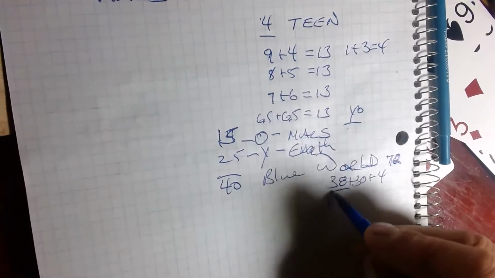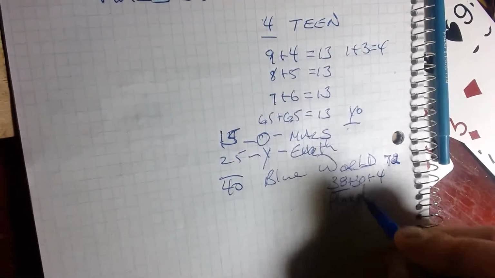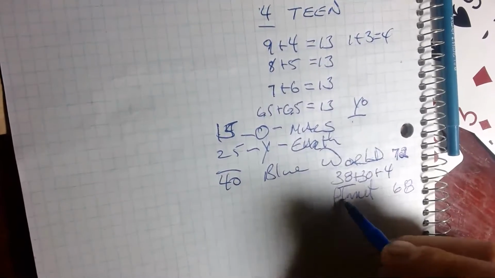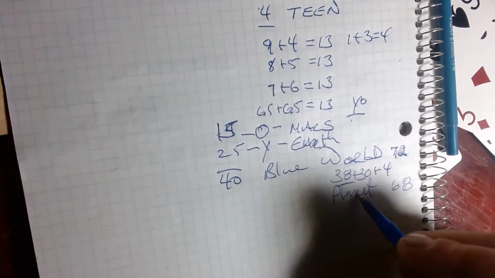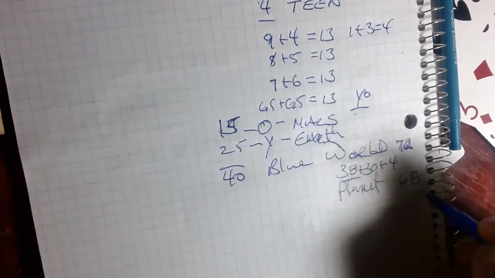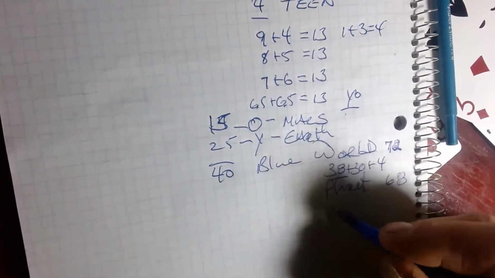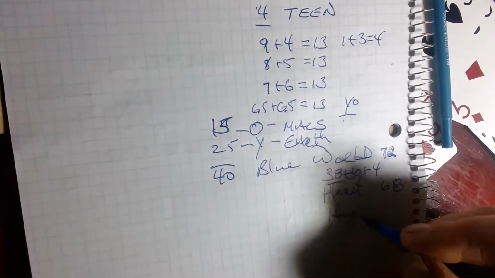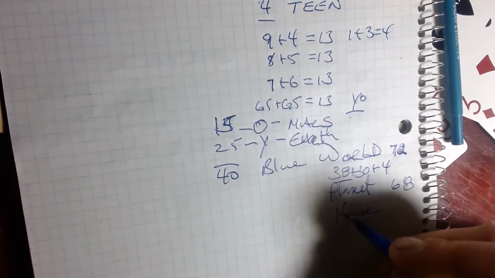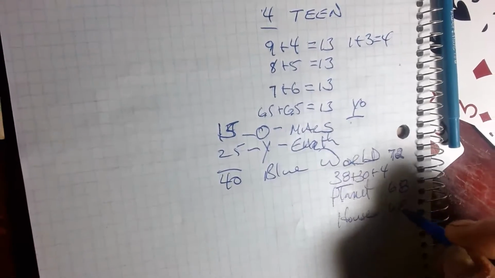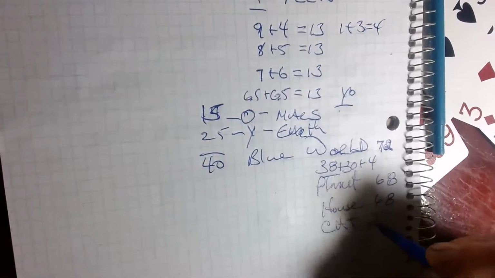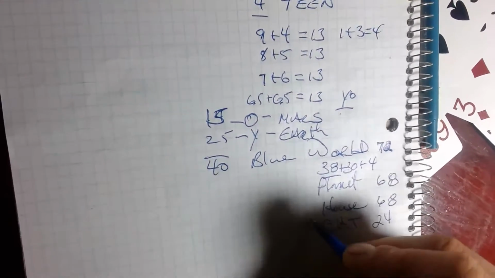So world, planet, I think it's 68. 16, 28, 29, 39, 43, 43 and 5, 48, 68, 72, 86. Or house, 1945, 55, 68. And it's created by the cat, 24, which is the X.